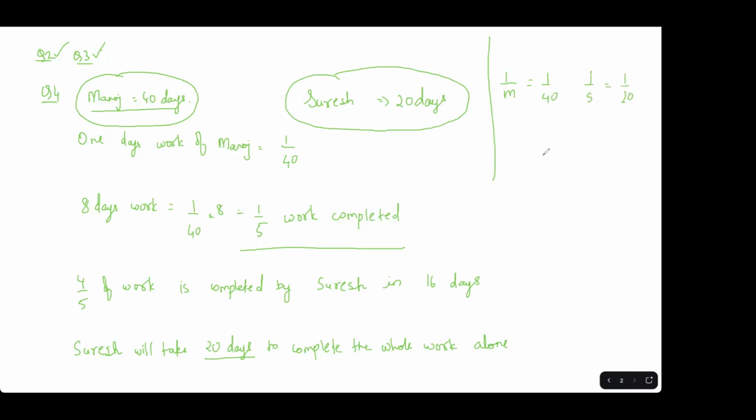If we add these two, what will we get? 40 is the LCM. 1 plus 2, which is 3 by 40. 3 upon 40. This is 1 day's work. Correct? 1 upon M plus 1 upon S. Total time is 40 by 3.